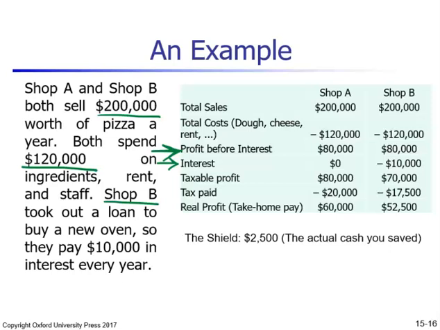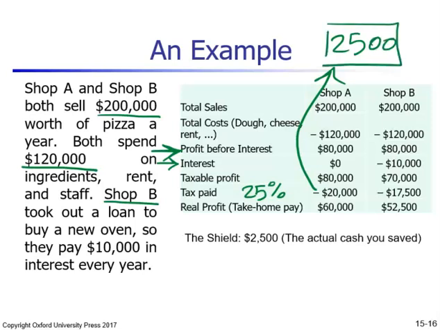How much is the tax paid? At a 25% rate. I have considered the tax rate of 25%. So the tax paid by shop A is $20,000 and by shop B is $17,500. So how much is the tax shield here? $2,500. Okay, that's a very important number we always need.